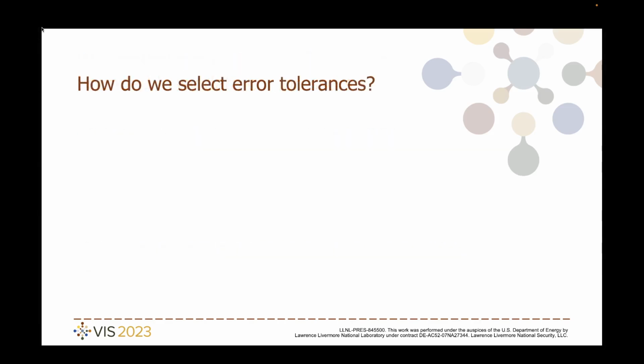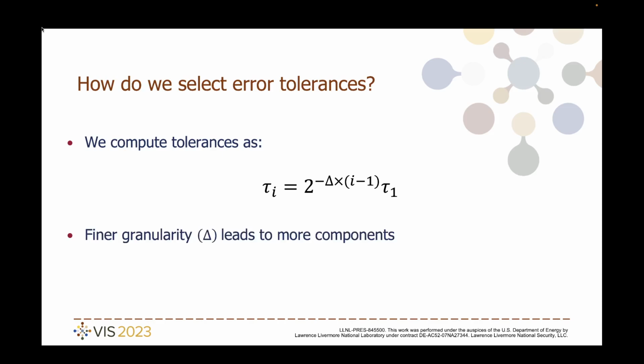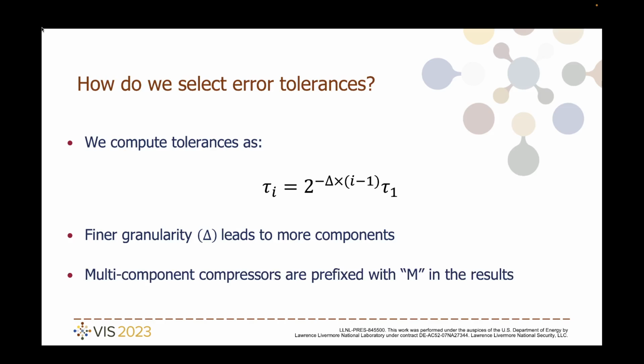Our framework is flexible in terms of how the error tolerances are chosen. For this study, we define them as a geometric progression with initial term equal to tau1 and ratio equal to 2 to the power of minus delta. Here, delta controls the granularity of our framework, and smaller values lead to more components. For a given target tolerance, we use it as stopping criteria for generating new components. In the following slides, we refer to the use of our framework on top of existing compressors as multi-component compressors, and we use the prefix M to denote each of them.